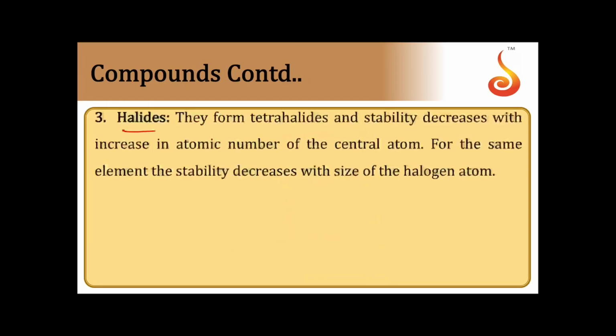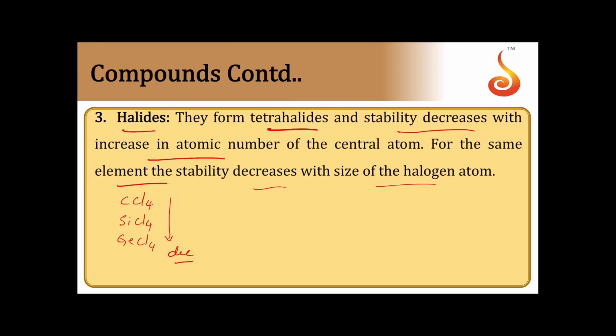Then comes the halides. They form tetrahalides, and stability decreases with the increase in atomic number of the central atom. Down the group, stability is decreasing. And for the same element, stability decreases with the size of the halogen atom. Suppose you take carbon CCl4, SiCl4 and GeCl4. Down the group, stability decreases because of the increasing size of the central atom.